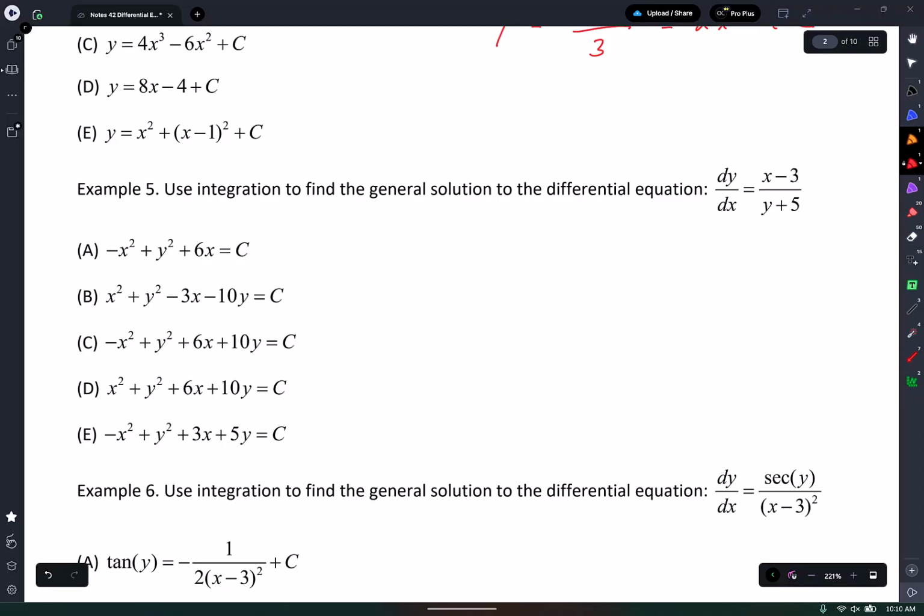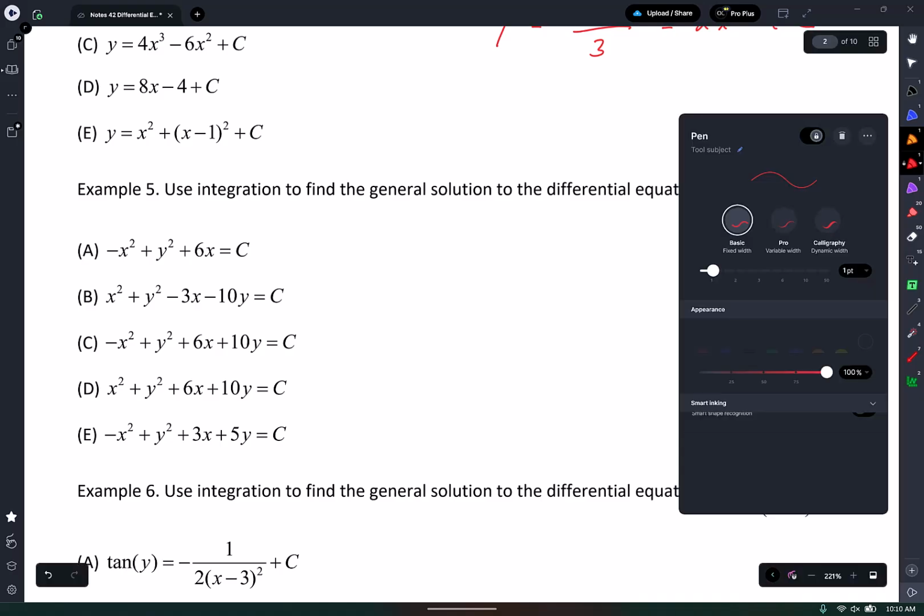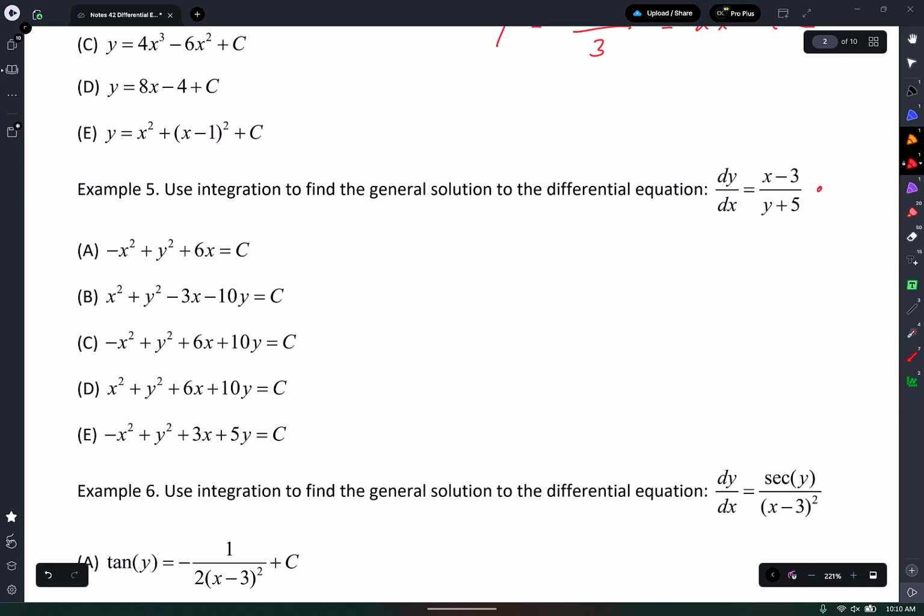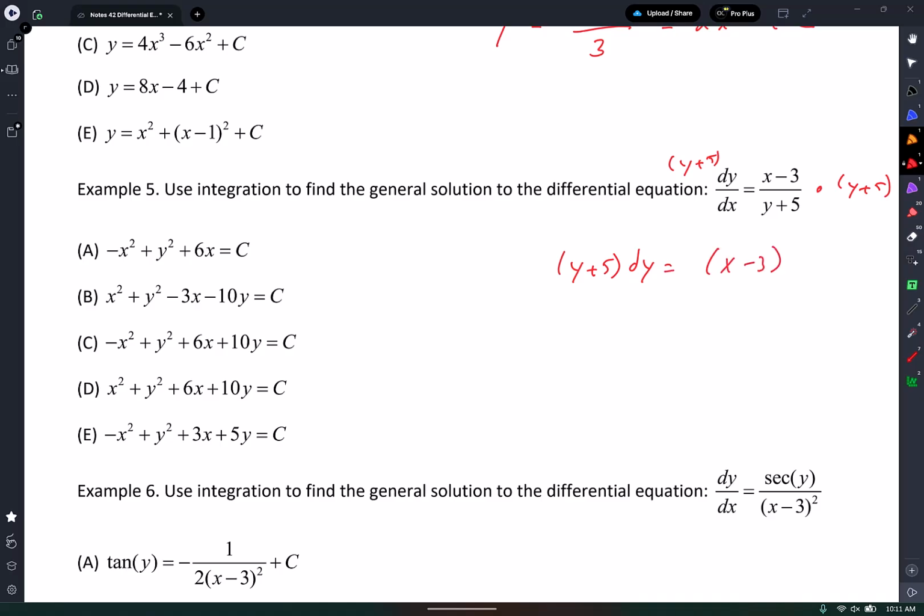Are we still okay? All right, this one has x's and y's. So group the y's with the y's and the x's with the x's. Just out of curiosity, to be able to integrate to get the differential out, you know what I mean? Like this, watch. y plus 5 times dy equals x minus 3 times dx. See?